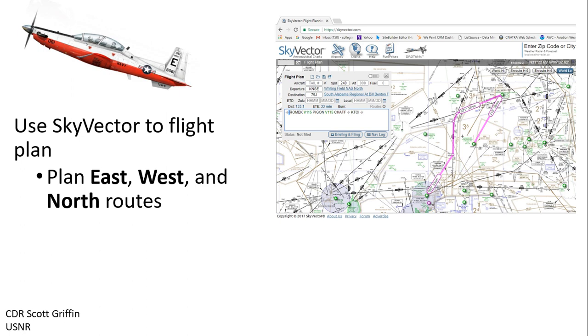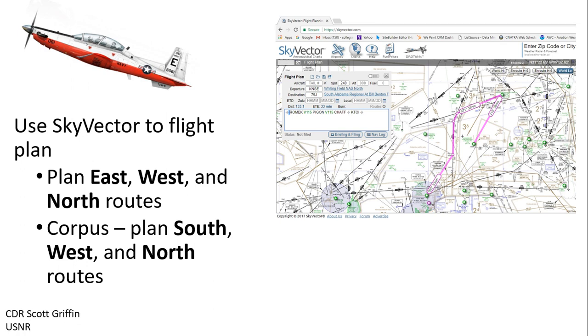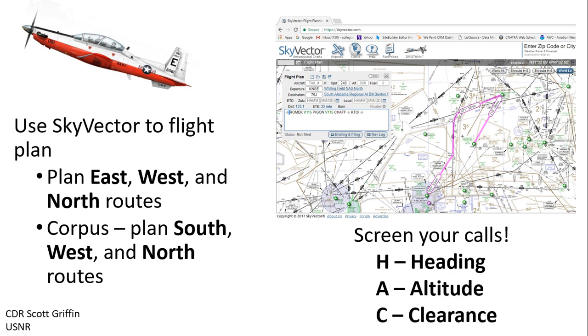Now, for you guys at Corpus, right, we understand you're not going to go east out into the ocean, the same way that the guys at Whiting aren't going to go south into the Gulf. So plan a south, west, and north route. That way, again, walk fly the different approaches you'll have and do that. And the big thing is screen your calls. Remember, heading, altitude, and clearance. What can you expect from ATC based on where you are?